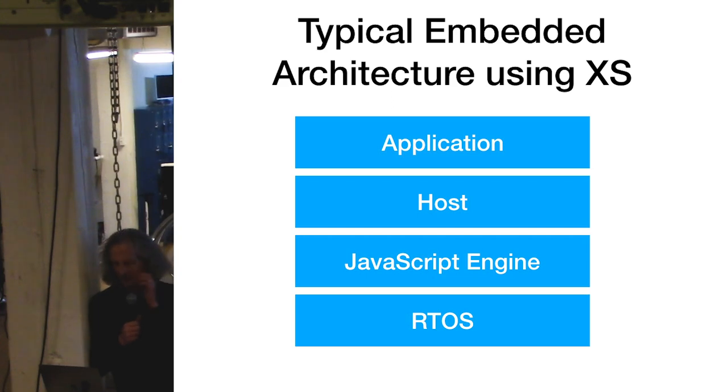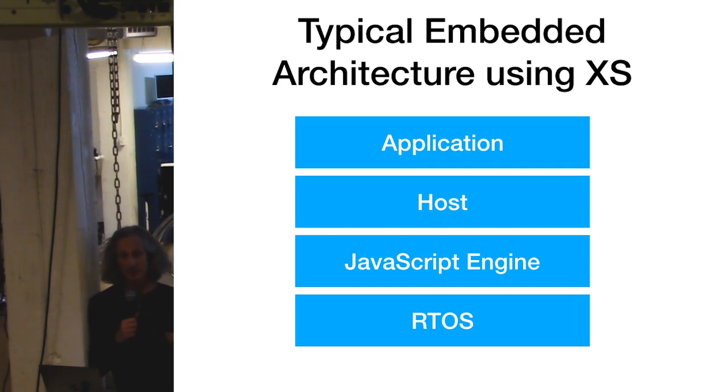Okay, so Mark alluded to this a little bit in his talk, but I wanted to emphasize it because it's really important. This is a typical embedded architecture that we use. At the bottom, there's an RTOS. If you don't know what that is, it means a real-time operating system. A typical RTOS is like 10K of code. It's enough to boot the device, allocate some memory, and run a timer. And that's it. So really, really simple.